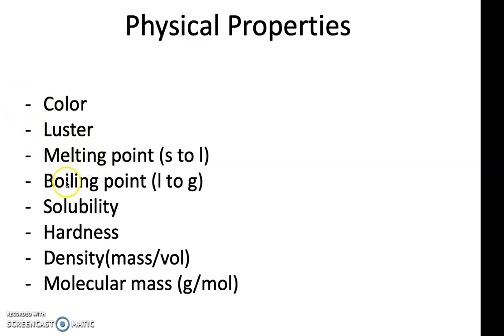Boiling point is where you go from a liquid to a gas. All substances have a different boiling point. Solubility is how well something dissolves in a solvent. Hardness, as it says, is how hard it is, how much energy it takes to break it. Density and molecular mass we'll talk about later on.